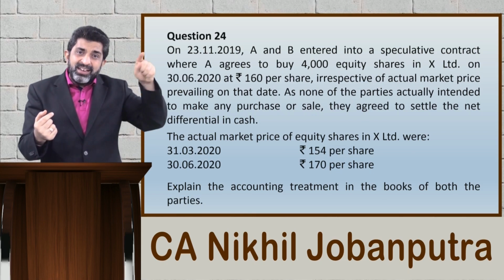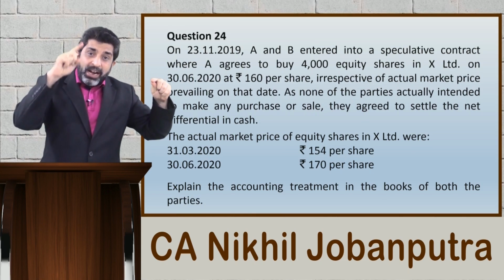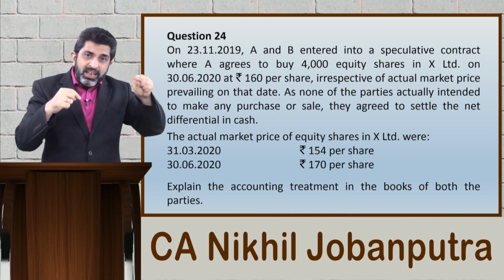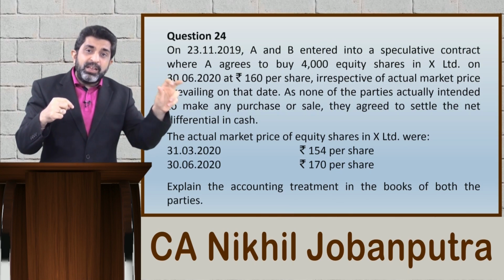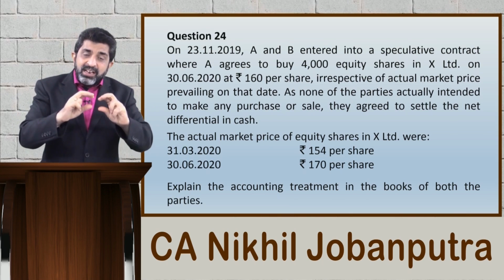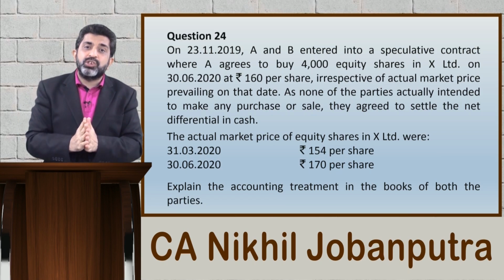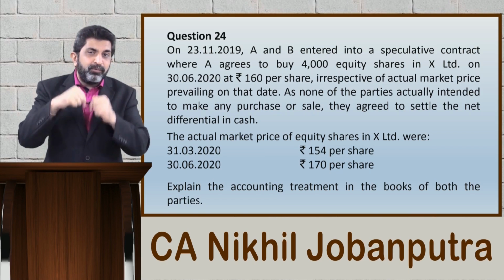You would write P&L debit 64,000 to derivative asset, which is you writing off your old derivative asset, 24,000, and to derivative liability 40,000. That derivative liability is arising because you will now have to pay that differential to me. Why do you have to pay that differential to me?